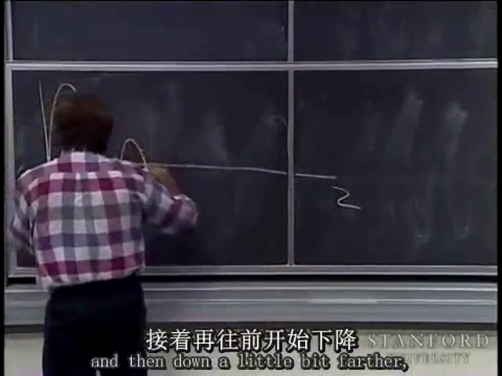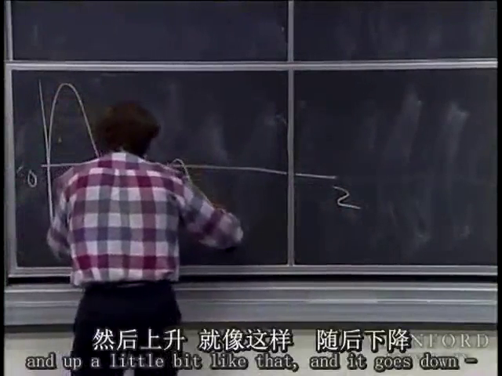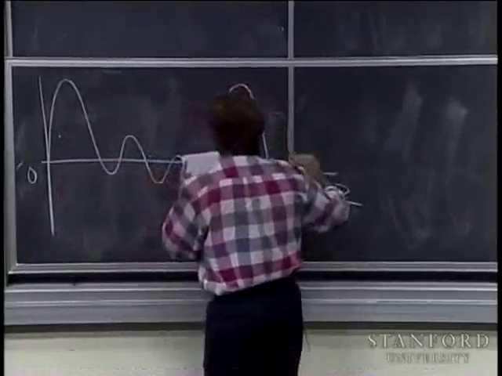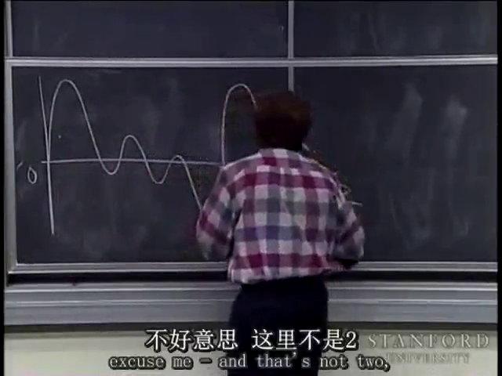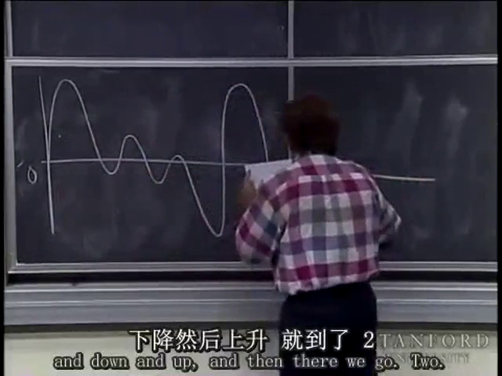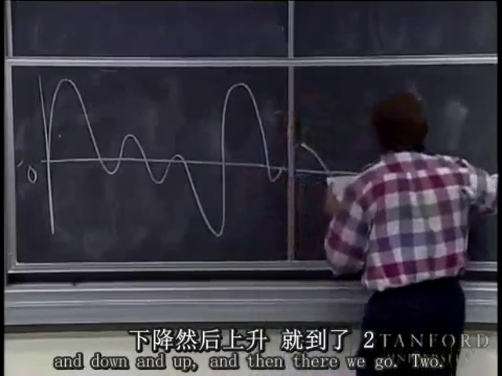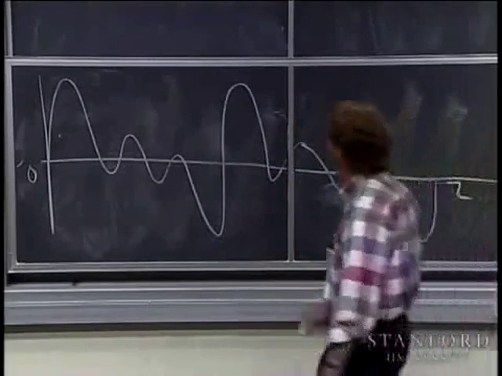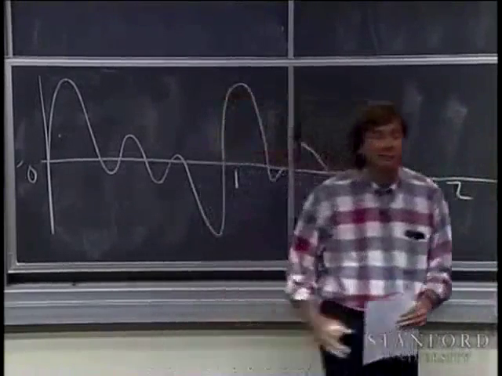And then it goes up and then down a little bit farther, and up a little bit like that. Then it goes down. That's the sound it makes. Up, down like that, and then up. Excuse me, that's not 2. It will be 2. And down and up, and then, there we go, 2. And then it repeats. Here's 1. All right, that's the sum.